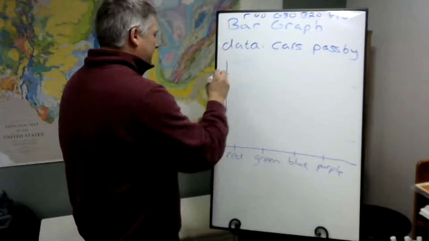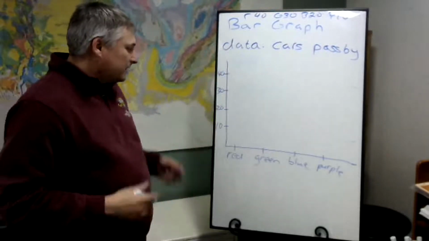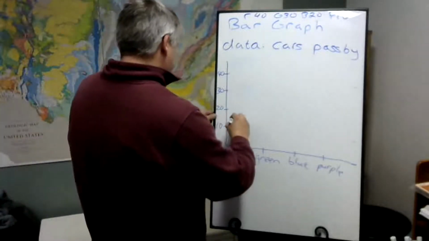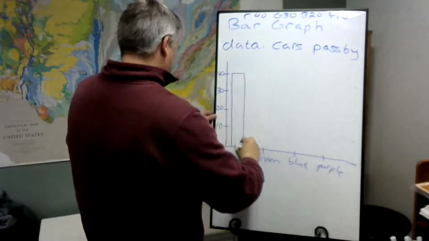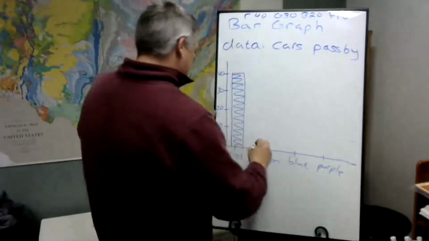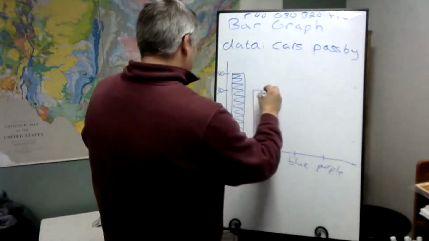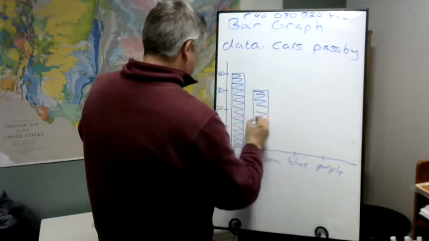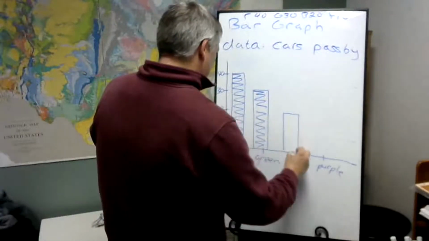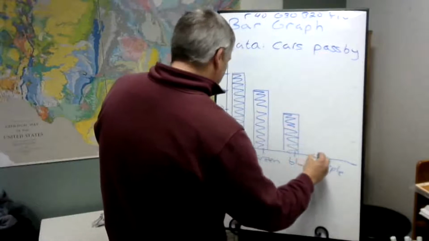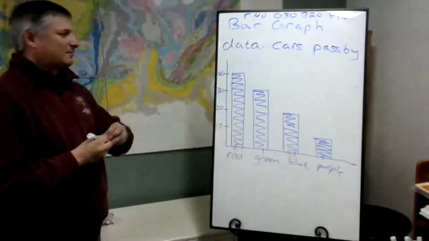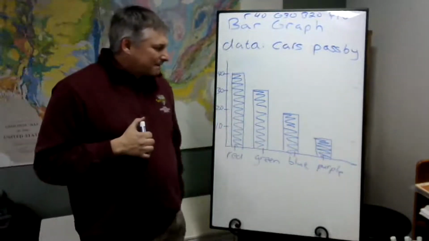Now, what's on the left? This will be our frequencies. So again, it's kind of like the histogram. So for red, there were 40 of those. For green, 30. Blue is 20. And purple is 10. So this would be our bar graph.